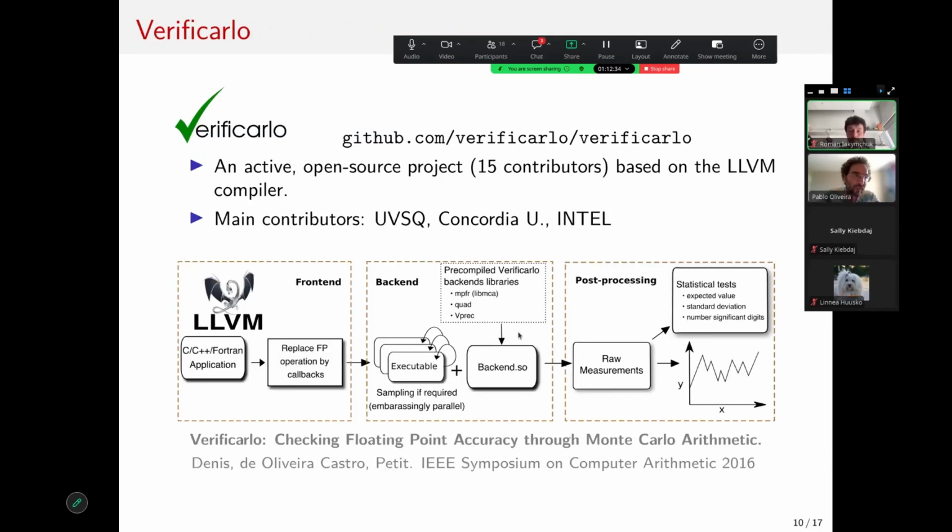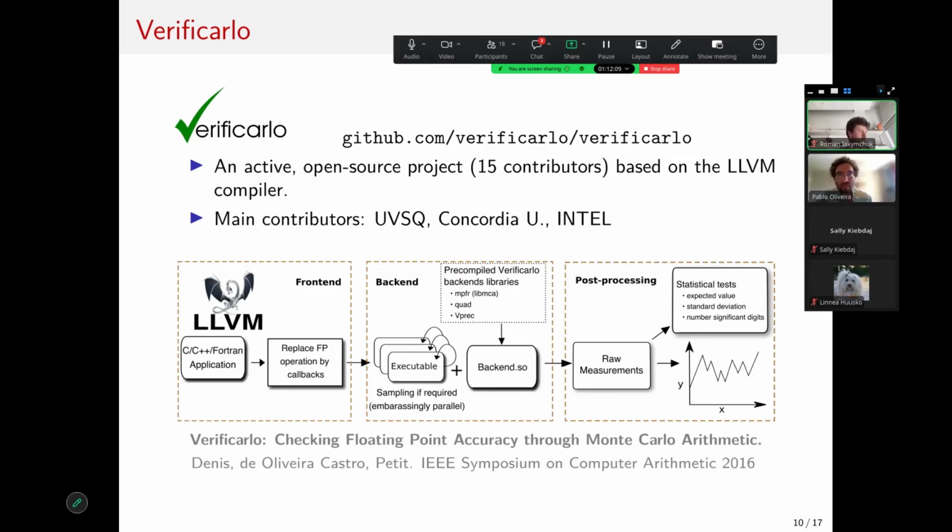So how to do this automatically, transparently? We provide an open source tool, which is the VerifiCarlo project. It's on GitHub. Now it has more than 10 years. It's an active open source project with 15 contributors. The main contributors are from UVSQ, Concordia University in Canada, and Intel.